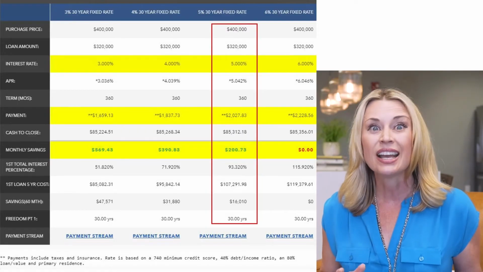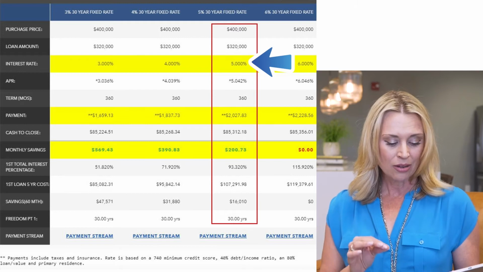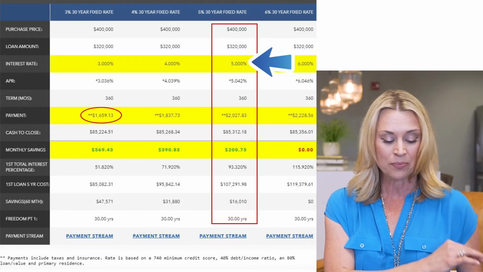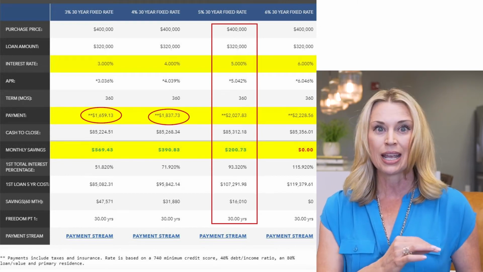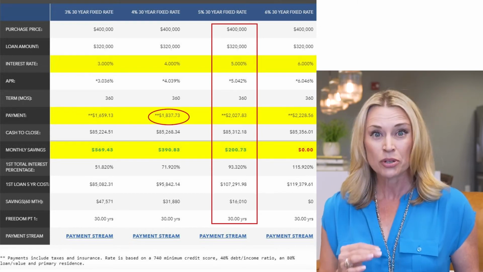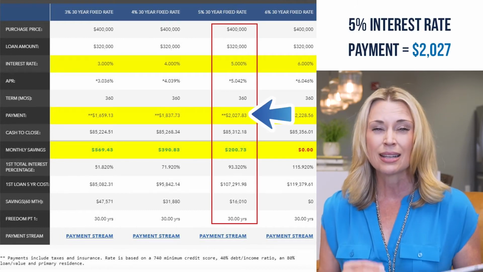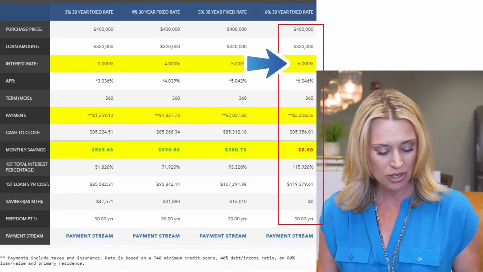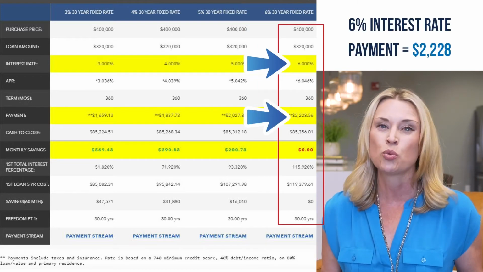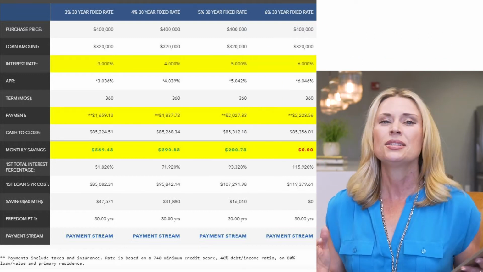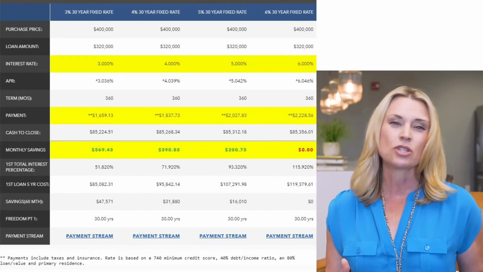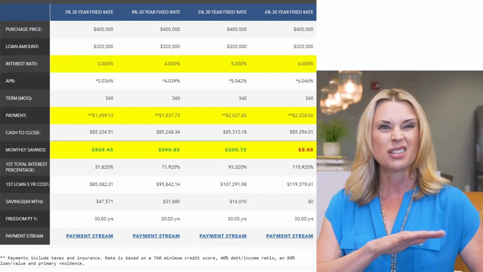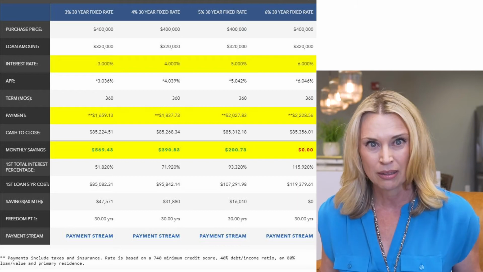Scenario 3 has a 5% interest rate. So again, going to now take that payment from where we started, $1,659 a month, to at a 4% interest rate, $1,837. At a 5% interest rate, $2,027 a month. And column 4 is going to show a 6% interest rate, which increases that payment to $2,228 per month. This is a great example of just how interest rates really do impact your monthly payment relative to the same purchase price and the same down payment.